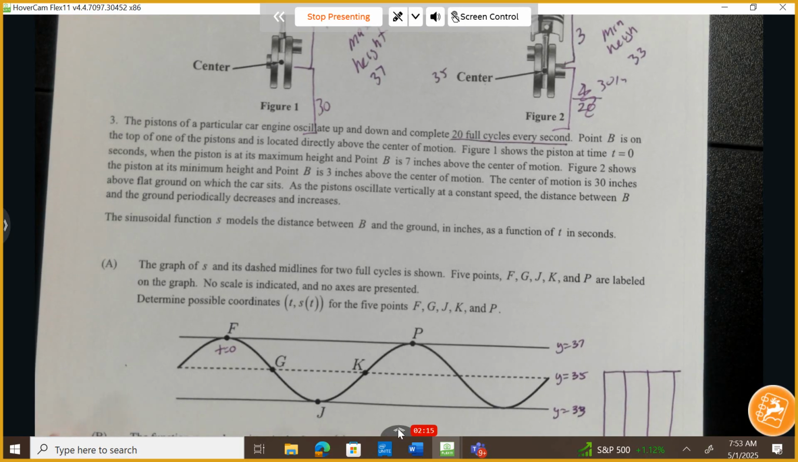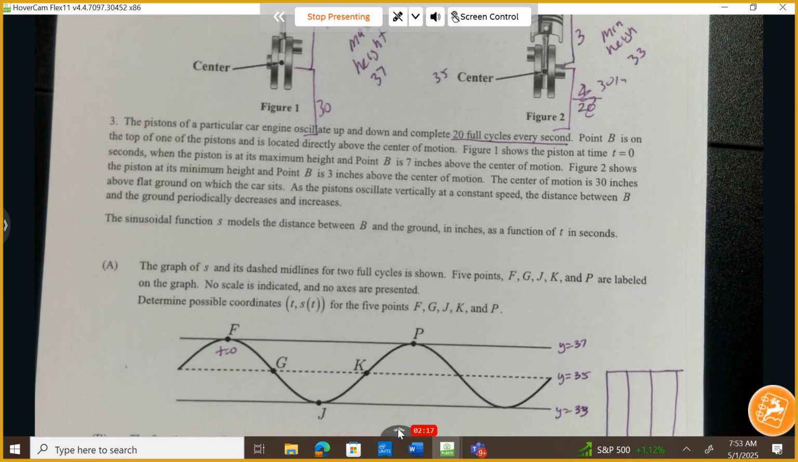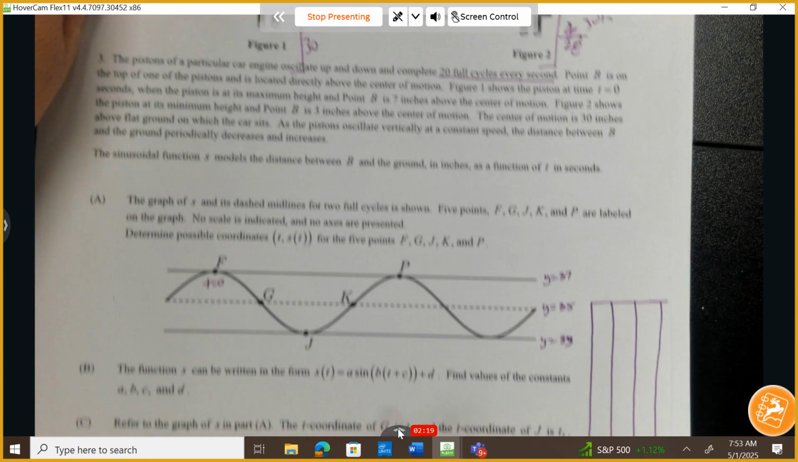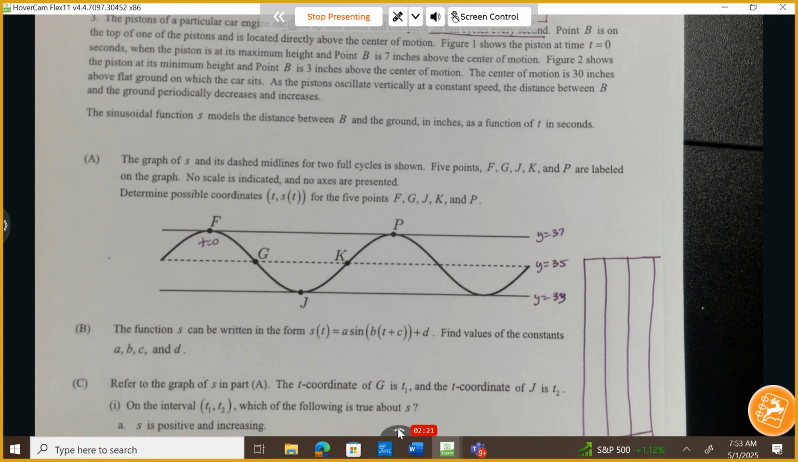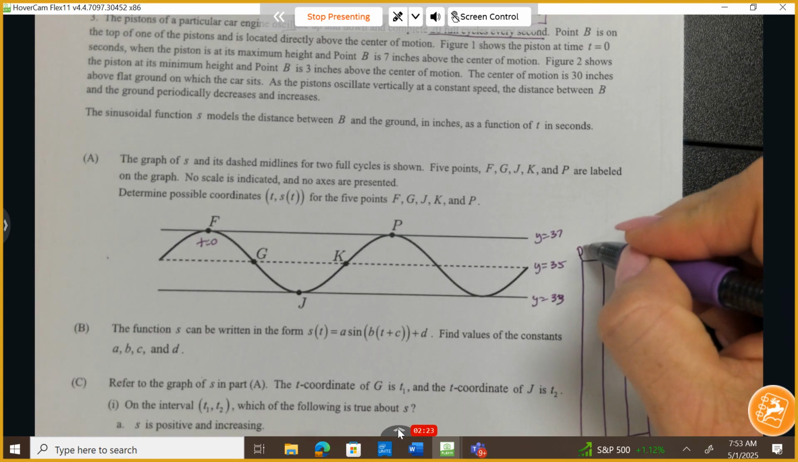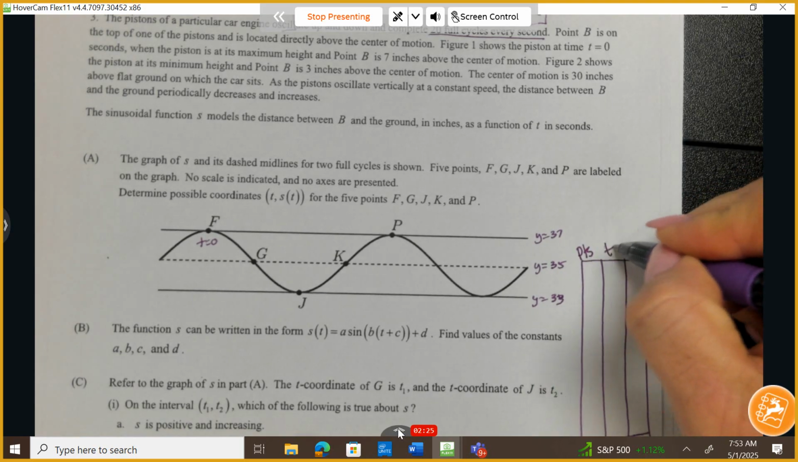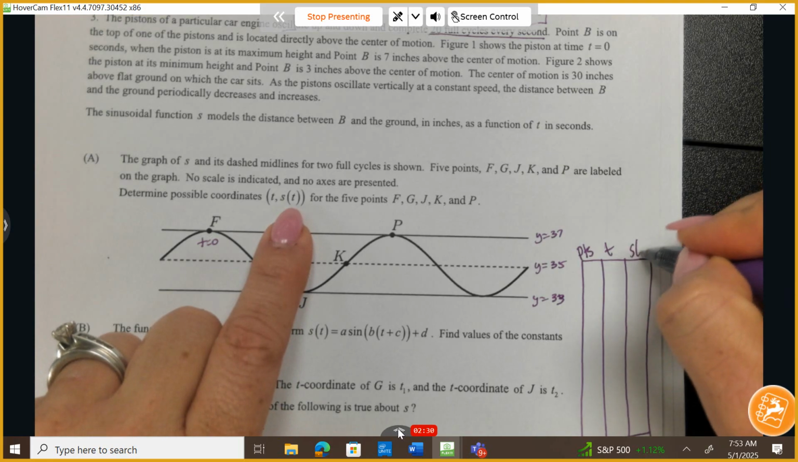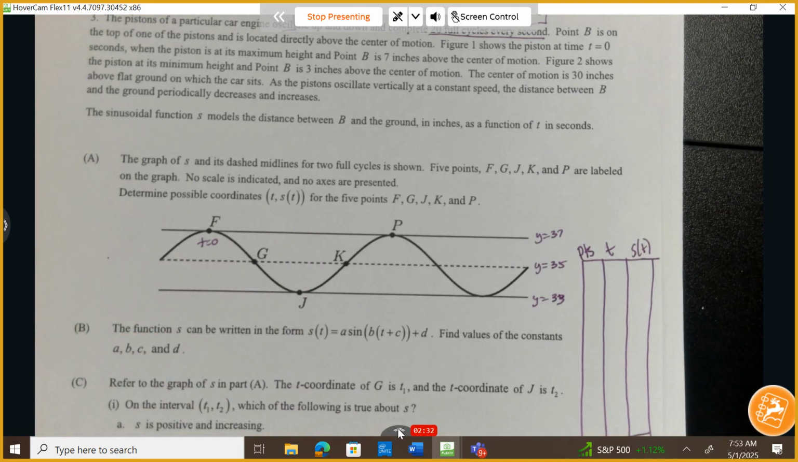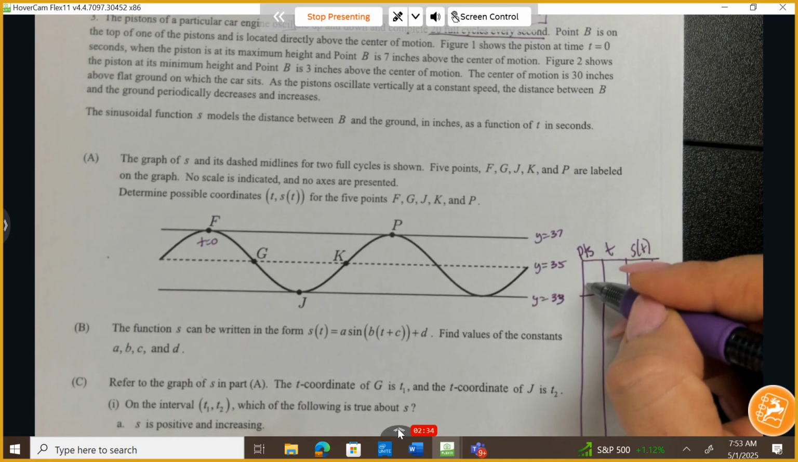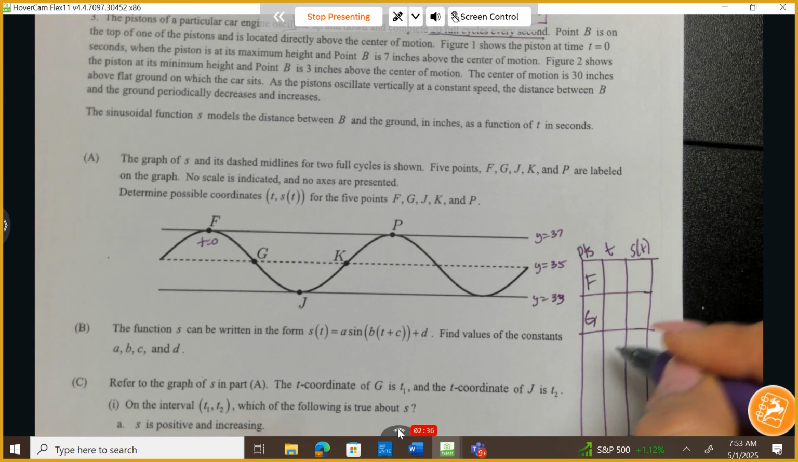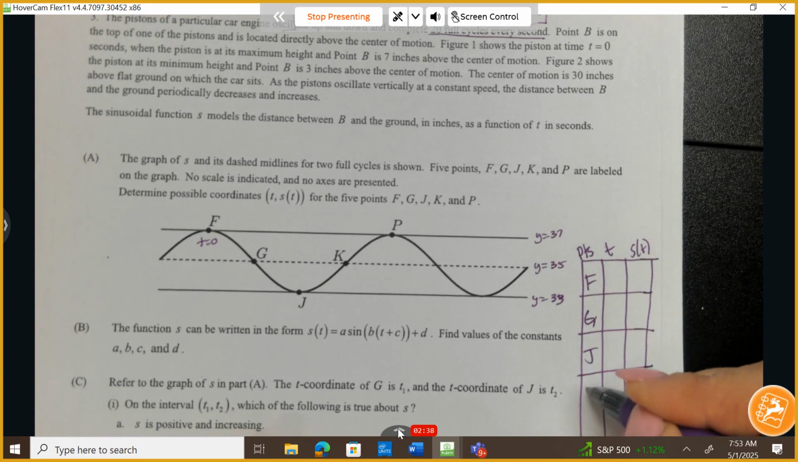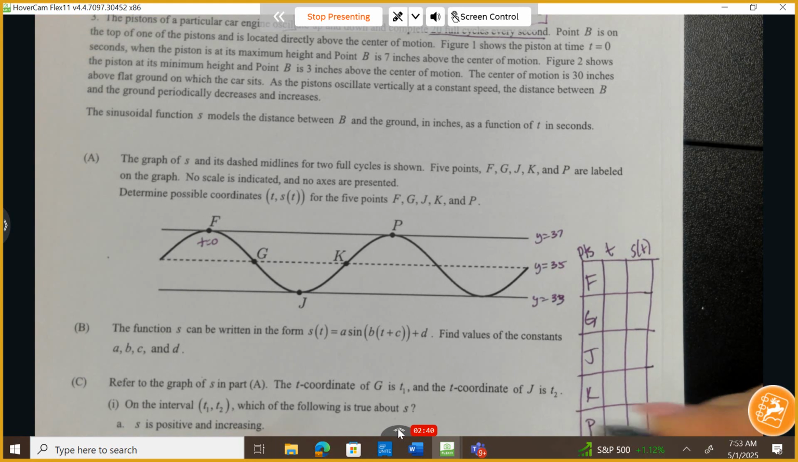What's a little bit different about this problem than the other problems we've done is we're going to be working with some decimals, and we're just accustomed to using calculators, and that's okay. So this is going to be our points, this is going to be our t values, and this is going to be our height. Our height is going to be represented by s of t. Okay, so we have F, G, J, K, and P.